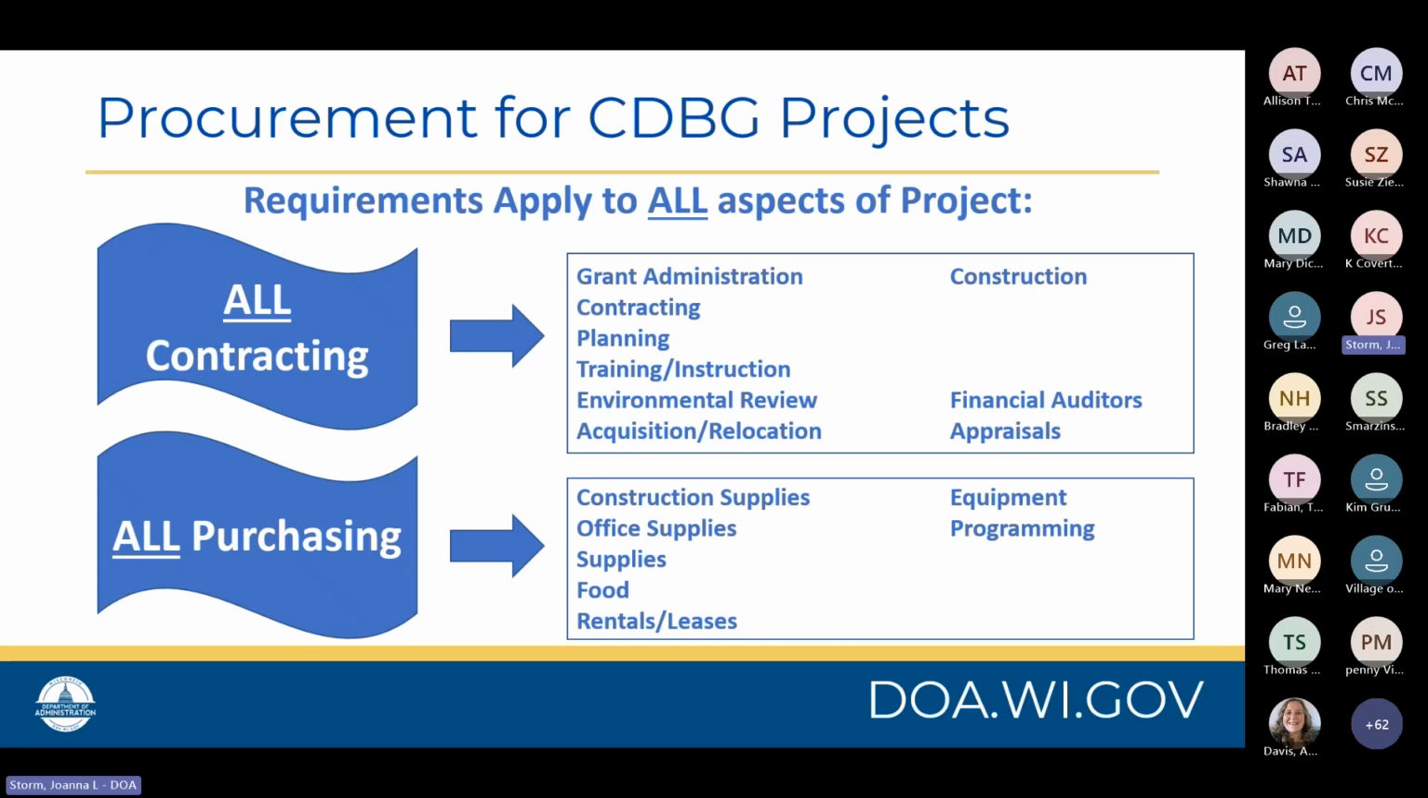So when it comes to procurement for CDBG projects, regardless of what type of project it may be, these requirements apply to all aspects of your project. So this could be contracting in association with, as we said earlier, grant administration, planning, training or instruction, environmental review work, acquisition and relocation activities, straightforward construction, along with the use of financial auditors and appraisals.